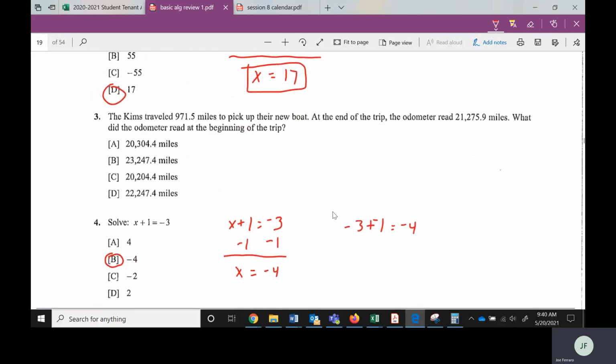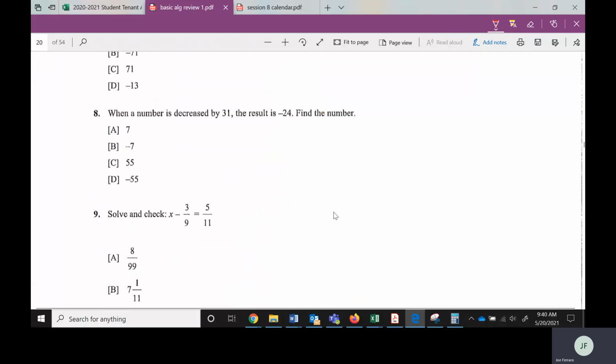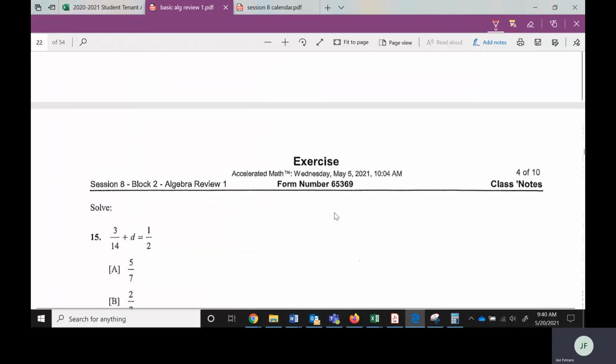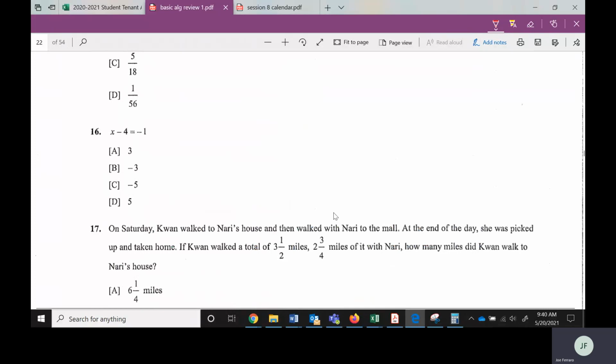Hey, we're gonna skip some problems and come back. We're going back and forth. So you're gonna turn all the way to number 16.